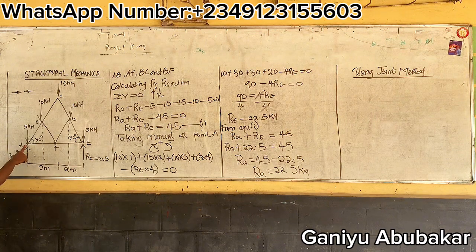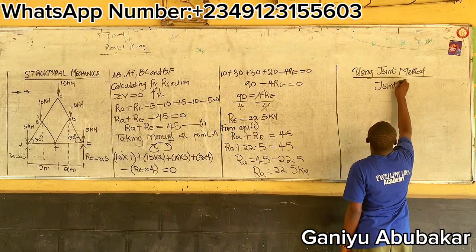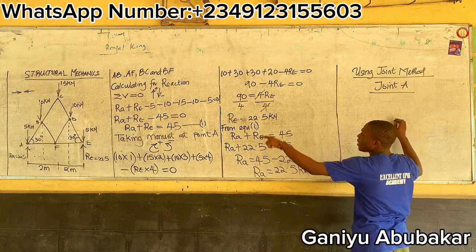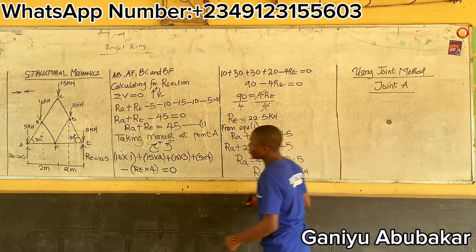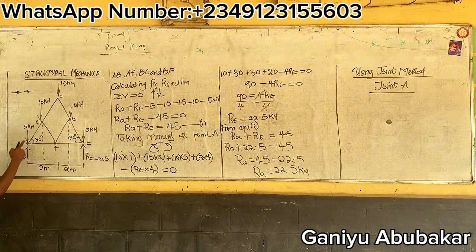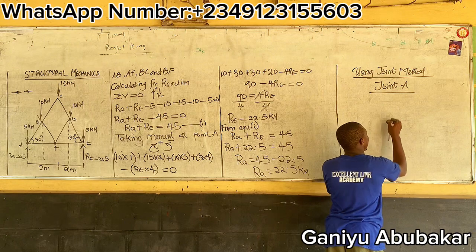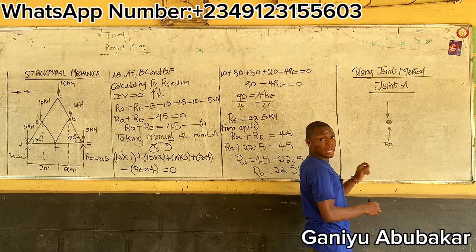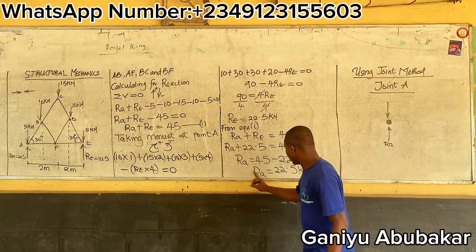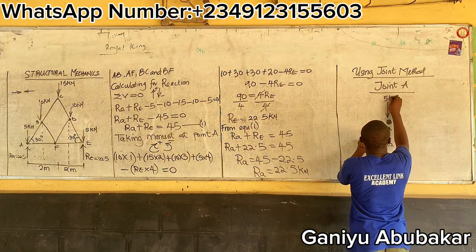Start with joint A, because that's my first joint. For my joint A, please observe something. What am I seeing in joint A? I'm seeing a force up and down. So I'll draw it. I'm seeing a force up and down this way. What's here? It was RA. I've known the value already as 22.5, so what up here? 22.5 kilonewton. Keep it pending.